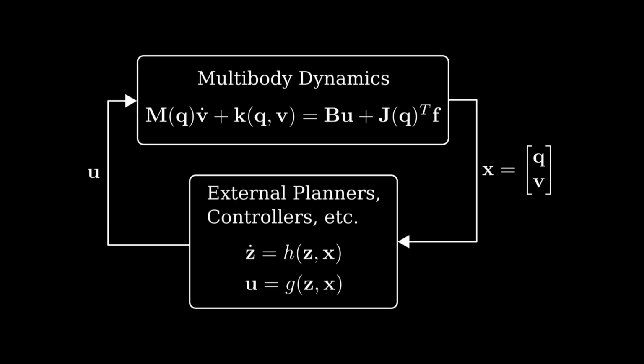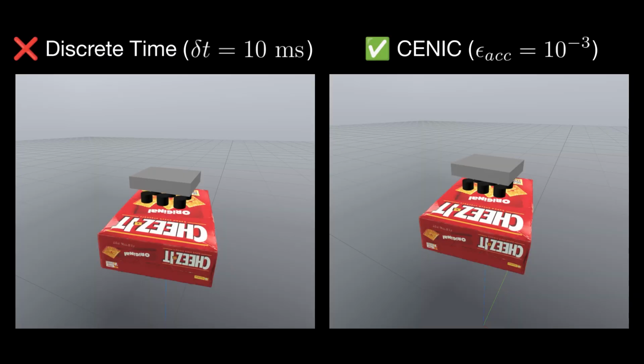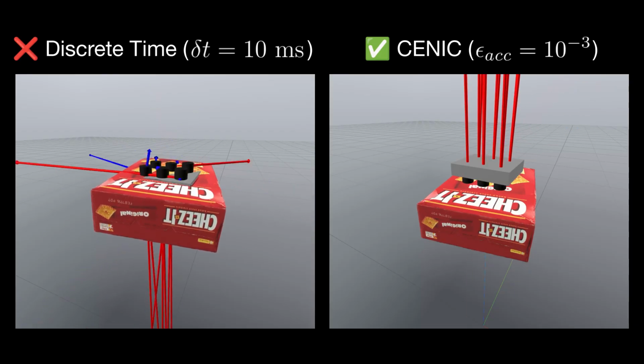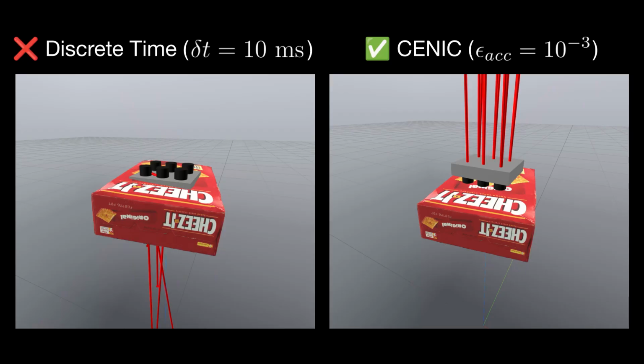We also show how to simulate complex user-defined system blocks, like controllers, planners, and safety filters, while maintaining convexity. This allows us to simulate strong custom force elements, like this vacuum gripper, with implicit integration, avoiding the pitfalls that would force a discrete time simulator to use small time steps.